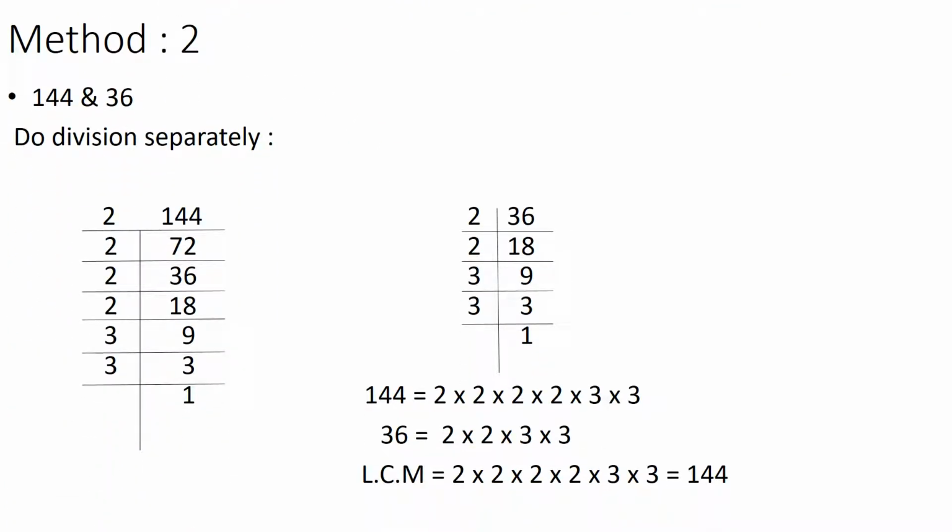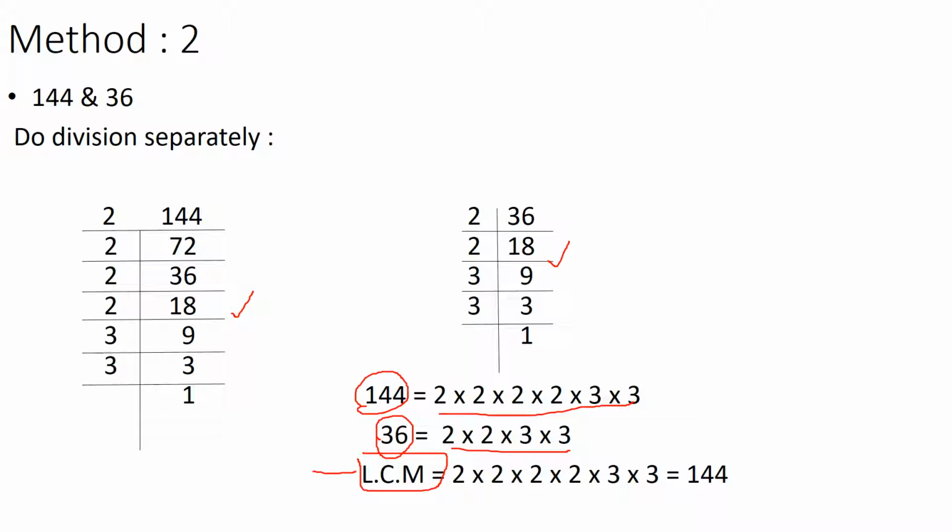Now we have another method where we are going to do the prime factorization for both numbers separately. Here we have done it separately for 144 and separately for 36. Once we are done with our prime factorization method, we have to write all the factors for both numbers, for 144 and for 36. Now for LCM, how are we going to choose the numbers? For LCM you have to remember that we are going to choose both common and uncommon numbers.